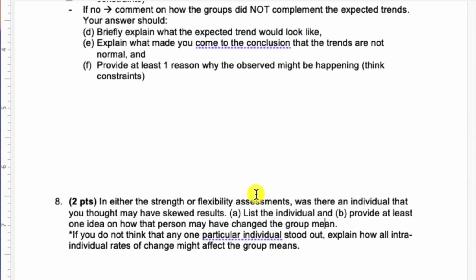If you don't think that any one particular individual stood out, explain how all intra-individual rates of change might affect group mean. So intra meaning changes within individuals.